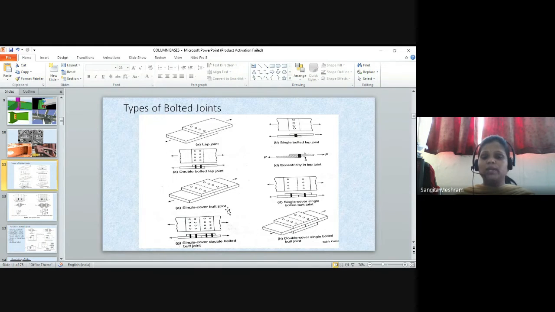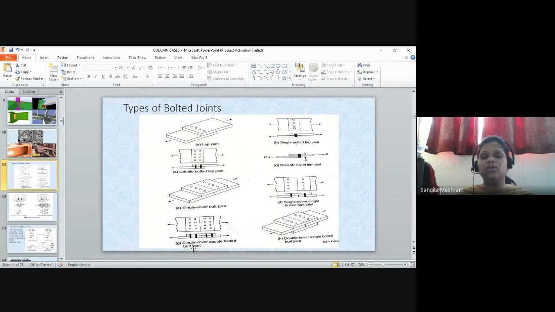Lap joint is where two plates overlap, and butt joint is where two plates are in front of each other. Okay, and those two plates are connected with the help of a cover plate. At the top of that main plate we have to provide the cover plate, and this is called a single cover butt joint. And we are providing a single line, a single row of bolts, so it is called a single cover single bolted butt joint. Then if we provide two rows of bolts, it is a single cover double bolted butt joint.